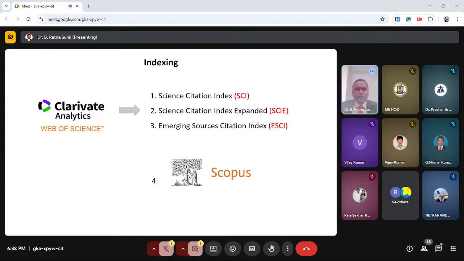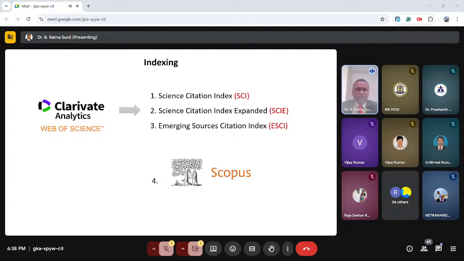Therefore, compared with the Web of Science, the Scopus system has more journals, a greater number of journals. So if any journal is indexed in Scopus, that's it. It has only one indexing, called Scopus indexing. So worldwide, globally, these are the two indexes. One is Web of Science, another one is Scopus. They are the two well-known indexes. Every university, every organization recognizes them.